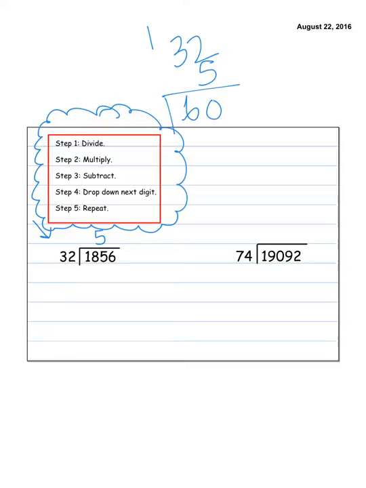So now I already know what it multiplies out to. 5 times 32 is 160. So that was my multiplication. So first we divided, then I multiplied. Now I'm subtracting. 185 minus 160 is 15. Drop down the next digit, 156, and then repeat. So how many times does 32 go into 156?